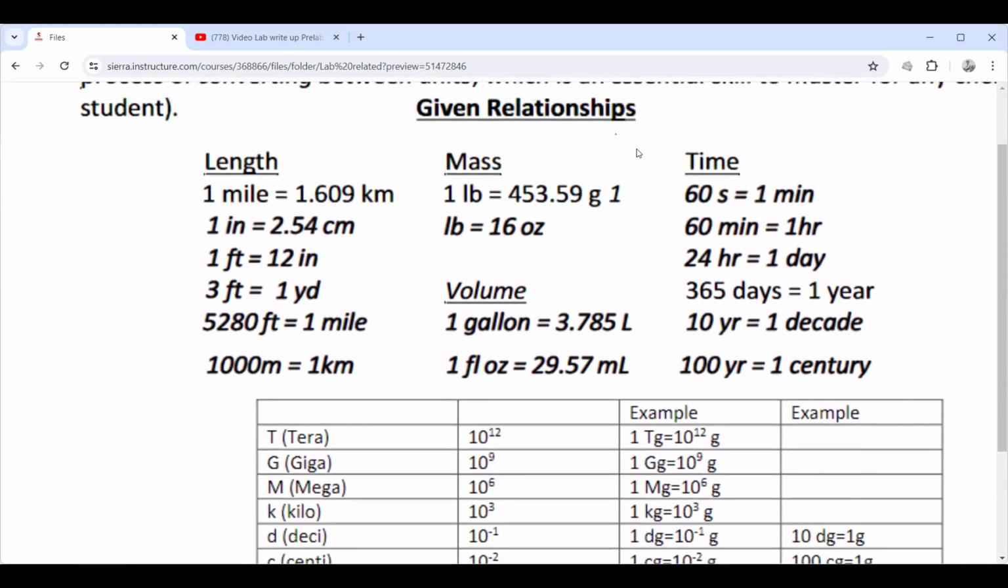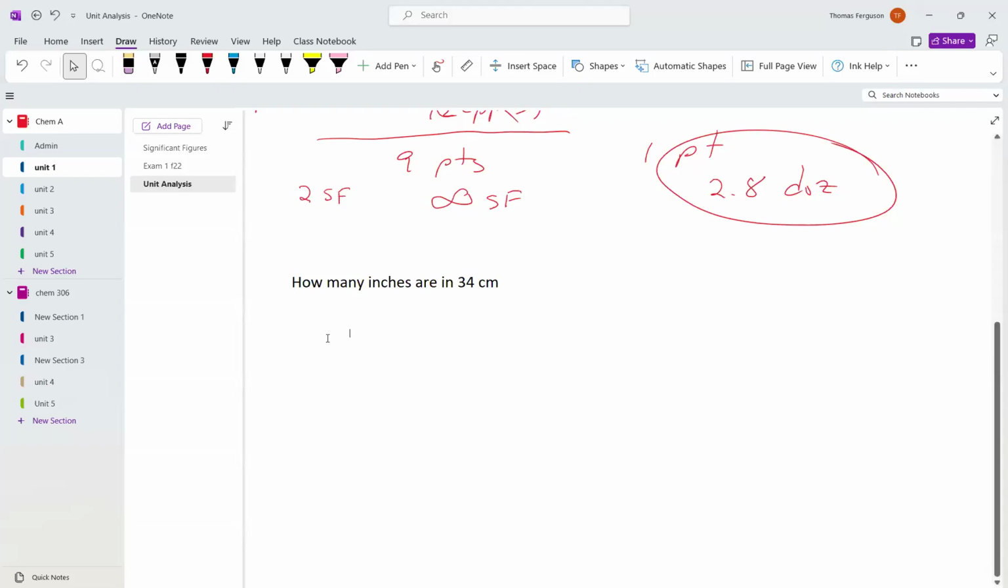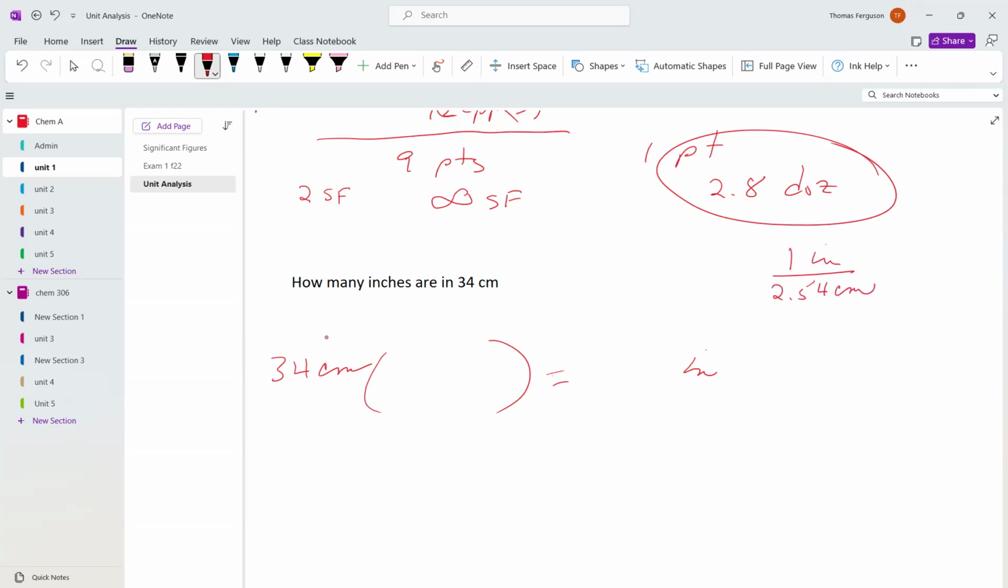So for this problem, we're going to need 2.54 centimeters per inch. Okay, so what's given? 34 centimeters. Now, a little over 2.5 of these centimeters make up an inch. Some of you have used centimeters in the past, others not. Okay, and what are we trying to calculate? Inches. Do we have a conversion factor with both centimeters and inches in it? All of you need to say yes. Okay, so we have 1 inch over 2.54 centimeters.